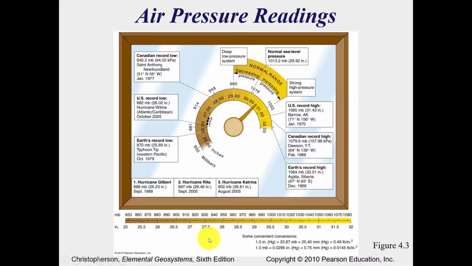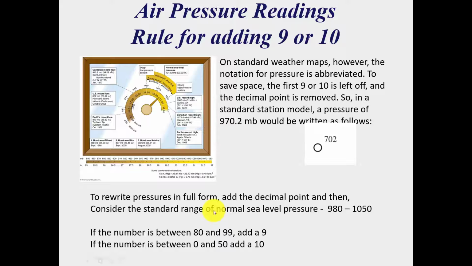Now, the lab is going to ask you to interpret a number, and you want to use this rule that I'm going to show you in order to determine how to do that. It's a little bit tricky. So the station model is going to look like this. Here's your circle, and it will have a number just to the upper right at about a 45-degree angle, and it says 702. So here's the rule. You want to add a decimal, and then you're going to add either a 9 or a 10.